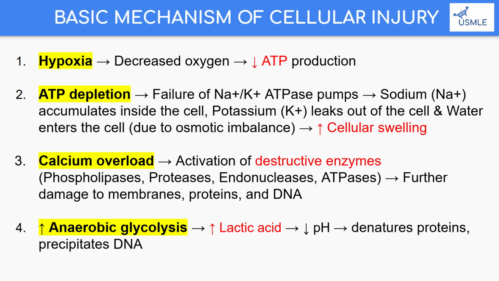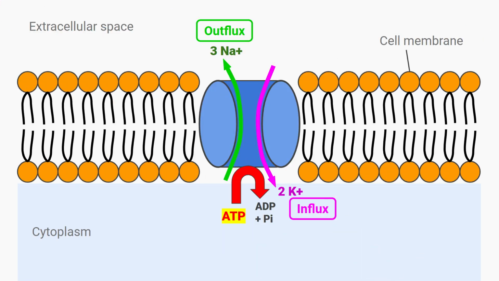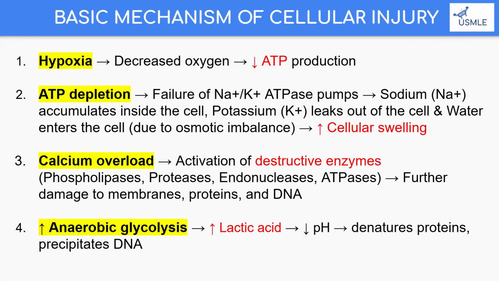As the ATP levels drop, the first major failure is the sodium-potassium ATPase pump, which relies on ATP to maintain a proper balance of sodium and potassium across the cell membrane. When these pumps fail, sodium accumulates inside the cell and potassium leaks out, creating an osmotic imbalance. This leads to water influx, causing cellular swelling.